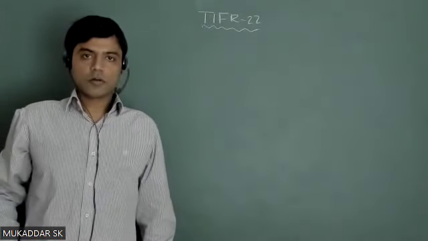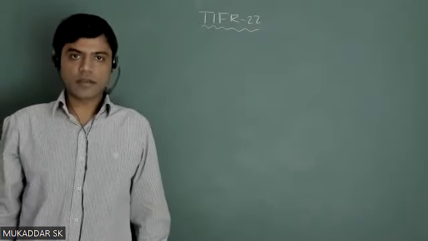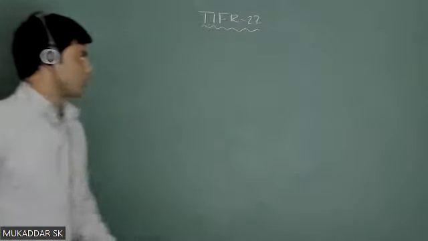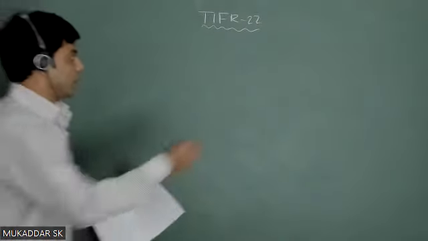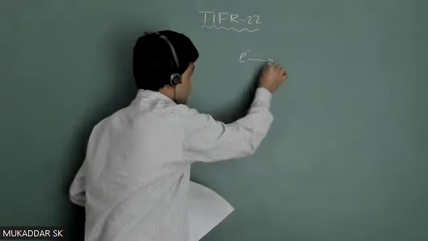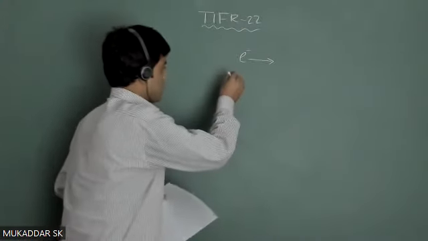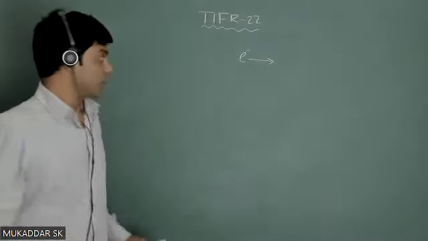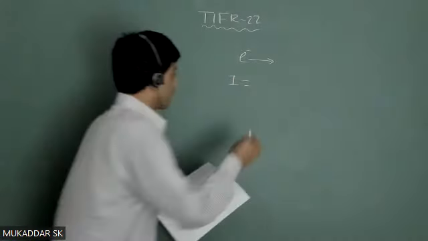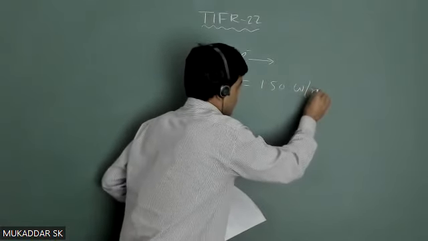Hello students. Today we are going to solve a question from oscillation. This question was asked in TIFR 2022. In that question, they have given that an electron is set into oscillation by the action of the electric field of a laser, and the intensity of the laser is given. The intensity is given as 50 watt per meter square.